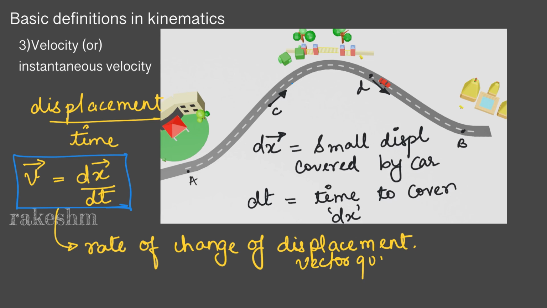As velocity has direction, it is a vector quantity. It's a vector quantity, and its SI units are, you can see that here it is displacement divided by time. Displacement is meters and time is seconds. So the SI units are meter per second.